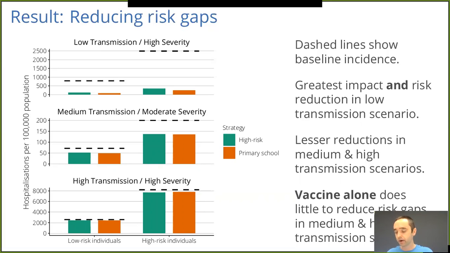In the low transmission scenario, both vaccine strategies greatly reduce the number of hospitalizations. Both strategies also reduce the risk of hospitalization for high-risk groups below the dashed line for the low-risk individuals. So in this scenario, both vaccine strategies can greatly reduce the risk gap between low-risk and high-risk groups. In the medium transmission and high transmission scenarios, the vaccine strategies have a smaller impact on the number of hospitalizations and on the risk gap itself. And so the use of a vaccine alone in these two scenarios won't deliver as much protection.